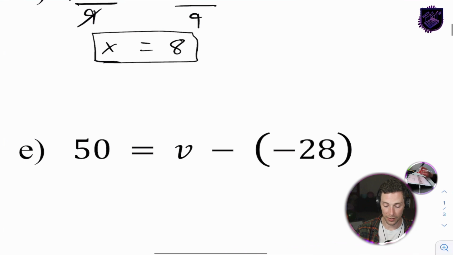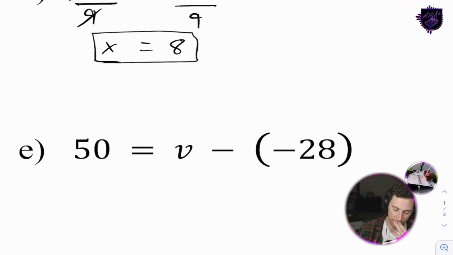Again, v is on the other side of the equation. 50 is equal to v minus negative 28. Ooh, tricky one. Minus a negative is like adding a positive. So you want to do the opposite of subtracting a negative, which is like adding a positive.